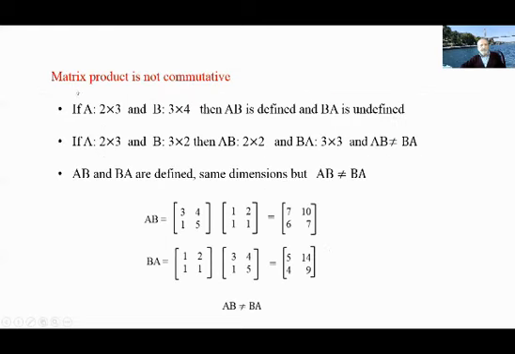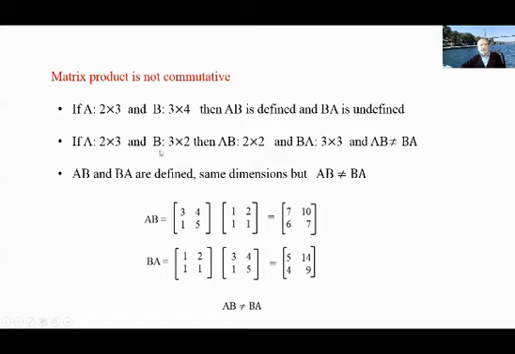Now, the product is not commutative. Matrix product is not commutative. So you can have 3 different possibilities. If A is 2 by 3 and B is 3 by 4, obviously since this 3 is the same as this 3, you can do AB. But you cannot do BA. BA is undefined.